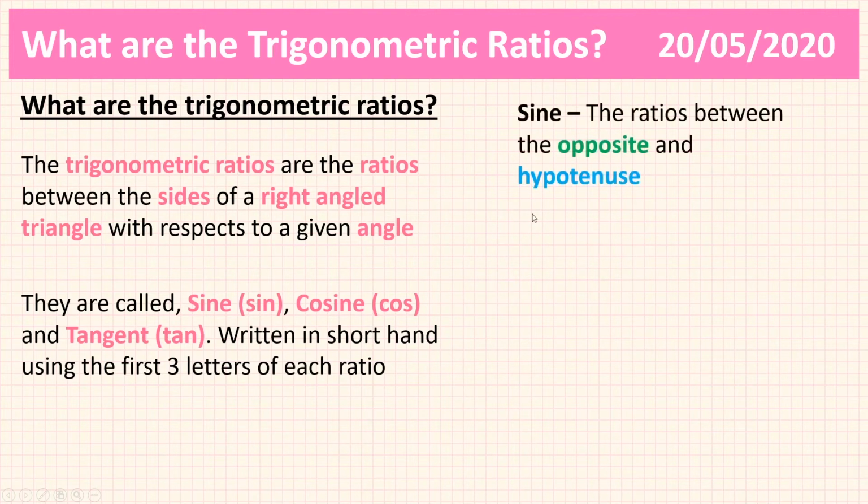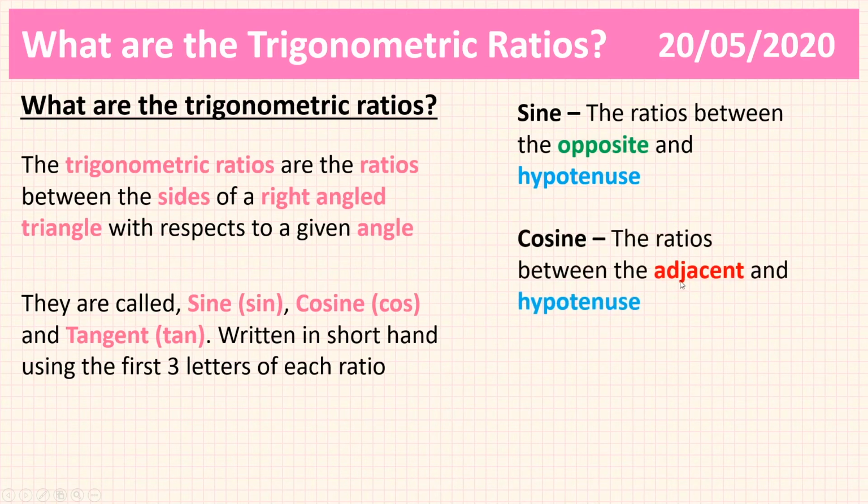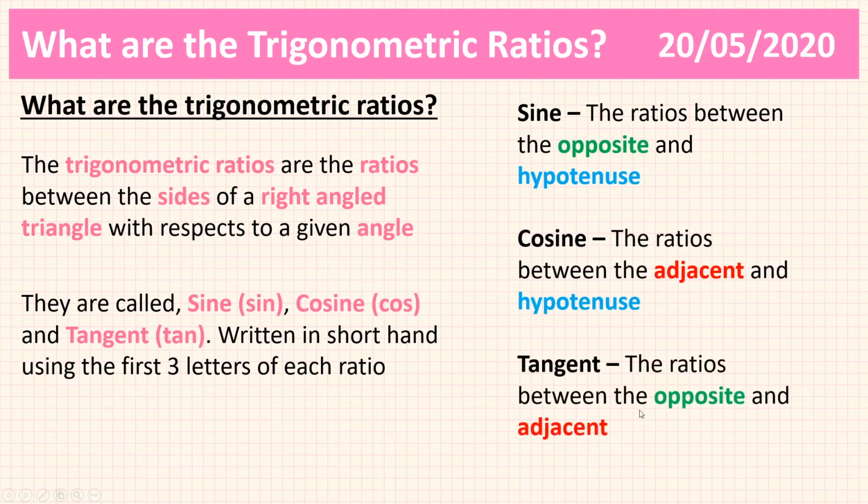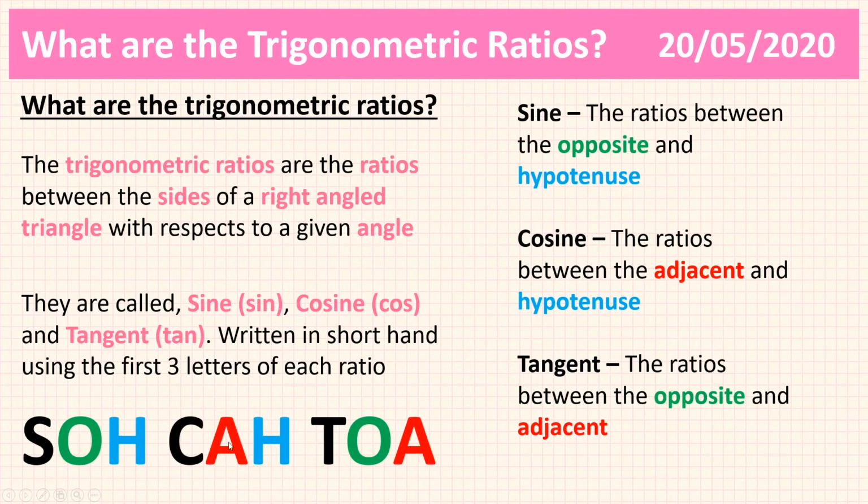Right. So sine is the ratio between the opposite and the hypotenuse. Cosine is the ratio between the adjacent and the hypotenuse, and tangent is the ratio between the opposite and the adjacent. That's what they mean. Sine, opposite hypotenuse; cosine, adjacent hypotenuse; tangent, opposite adjacent. Now, a really useful mnemonic to help us remember which ratios are to do with which sides is SOH, CAH, TOA. SOH, CAH, TOA. So that stands for sine, opposite hypotenuse; cosine, adjacent hypotenuse; tangent, opposite adjacent.